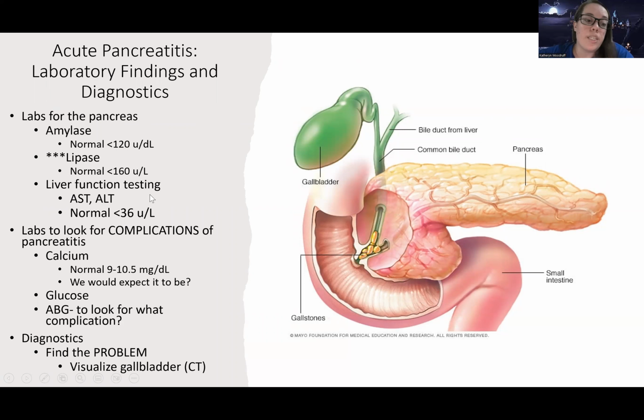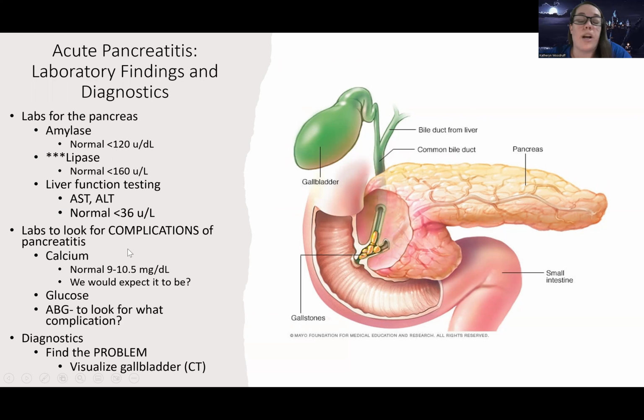Also liver function testing, checking an AST, ALT. Normal, again, is less than 36-ish. You know, they're a little different in their numbers, but around there is what we're looking at. Because again, you can see here with the pancreas, it's connected to the gallbladder. And if the gallbladder and the liver aren't working, or stones are building up, it can lead to issues.